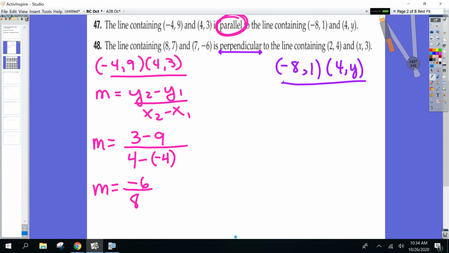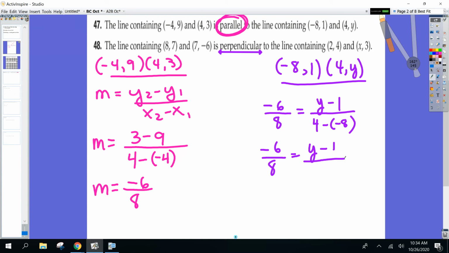I already know that my slope formula has to be equal to -6/8. The slope has to be equal to that. So I'm going to set that equal to my change in y, y minus 1, over my change in x, 4 minus a -8. Keep going. -6/8 equals y minus 1 over. You get 4 plus 8 on the bottom here, which is 12. We're all good so far.